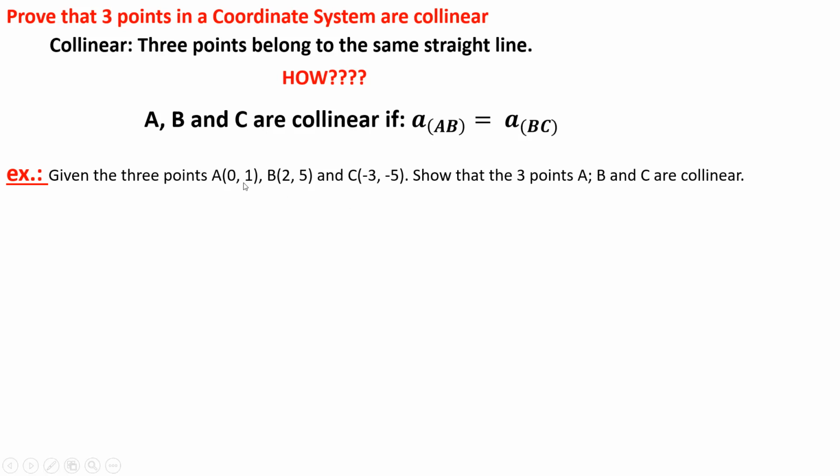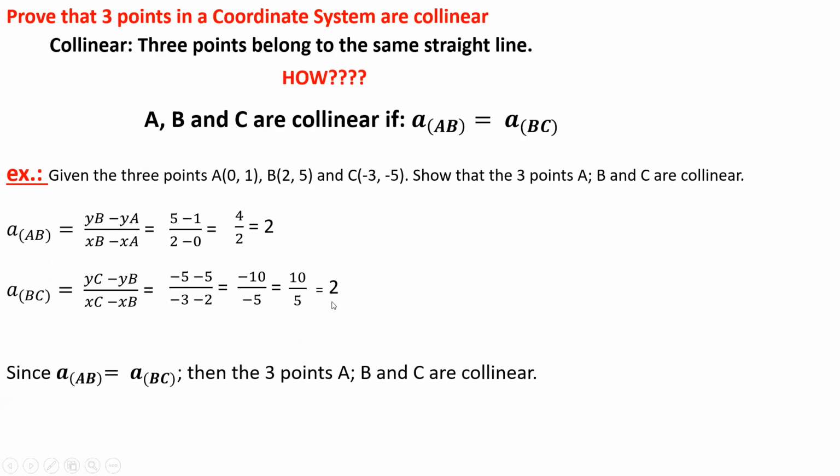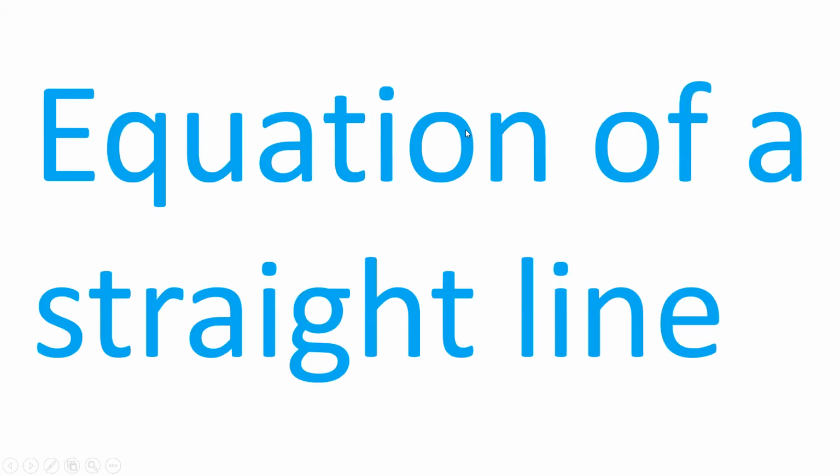As an example, we have 3 points A, B, and C. First we determine the slope of line AB using the rule. We get after calculation that the slope of line AB is 2. Now we determine the slope of line BC. After calculation, we get that the slope of line BC is 2. So the slope of AB is 2, the slope of BC is 2. Since the slope of AB is equal to the slope of BC, then the 3 points A, B, and C are collinear. They belong to the same line. So we always use this rule to determine if 3 points are collinear.